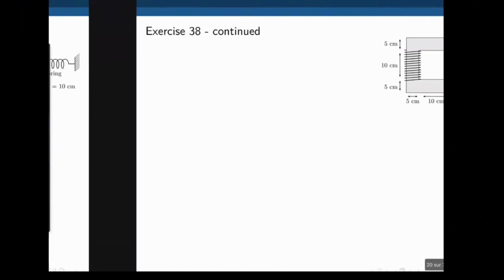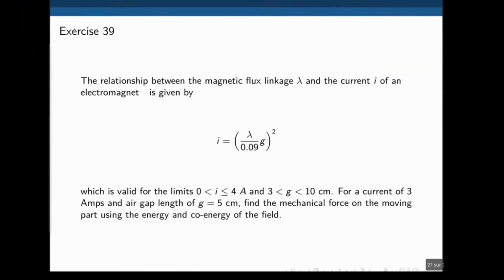I'll let you think about it as I erase the whiteboard. Exercise 39: the relation between the magnetic flux linkage and the current of an electromagnet is given by that relation. We'll see how to determine that relation later, but for now, let's take that relation. Based on that relation, which is valid between these limits, for a current of 3 amps and an air gap length of 5 centimeters, find the mechanical force in the moving part using the energy and the co-energy fields.